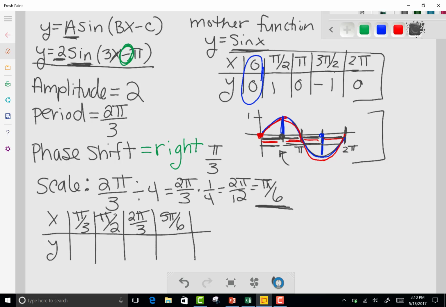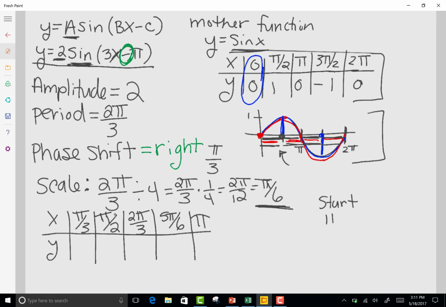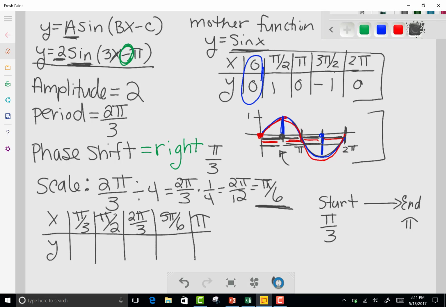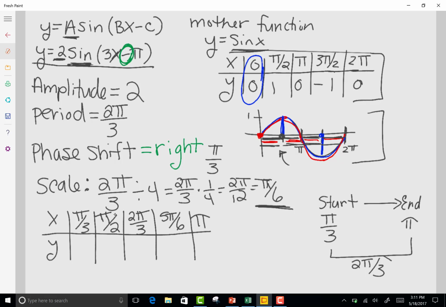And if I add pi over 6 one more time, that gives me pi. So my starting point for my new cycle, for my translated function, is pi over 3. My last point of my cycle is going to be pi. So the length of this cycle, we should say that that's the length of the period. And from pi over 3 to pi, that's the length of 2 pi over 3. So that makes sense. That should be the length of my period.